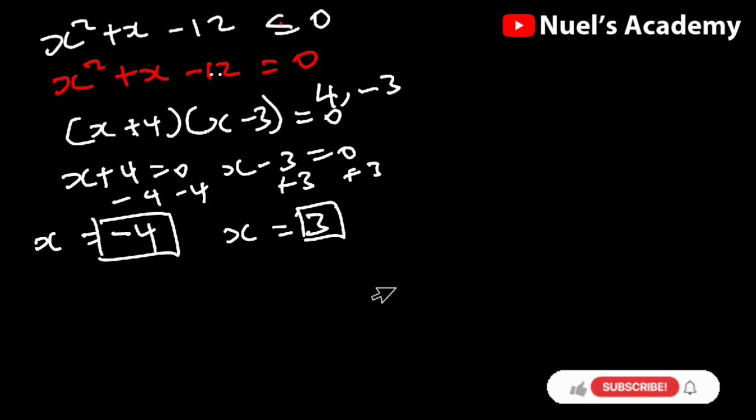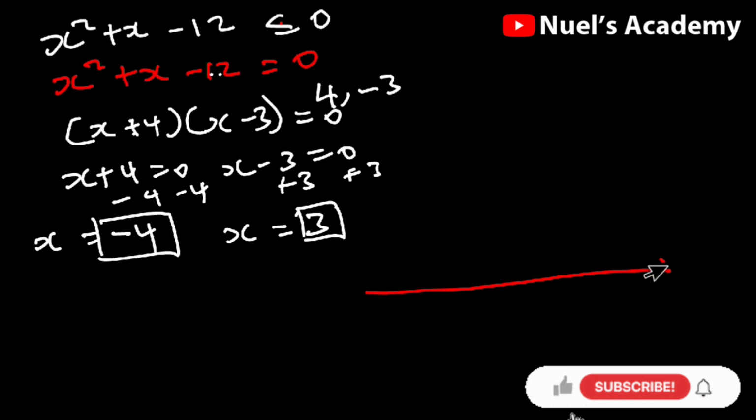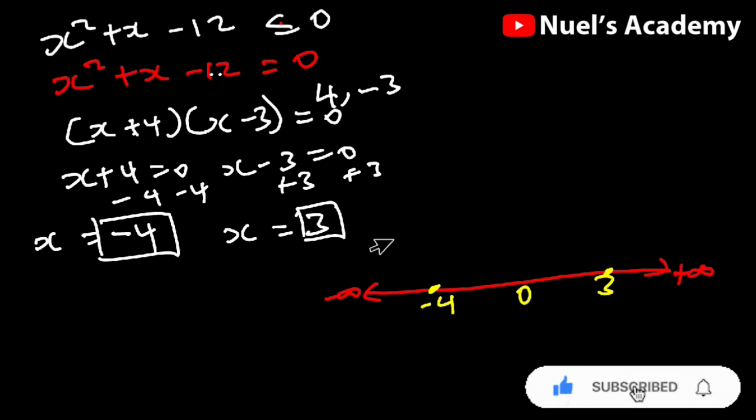So let's draw our number line. Then we have positive infinity here, and to the left is negative infinity. Let's identify the critical values. We have 0 here, then 3 is going to appear here, and then negative 4 is going to appear here. So we have 3 regions again, this region, this region, and this region. We're going to test each of those regions to know the one that satisfies this inequality.